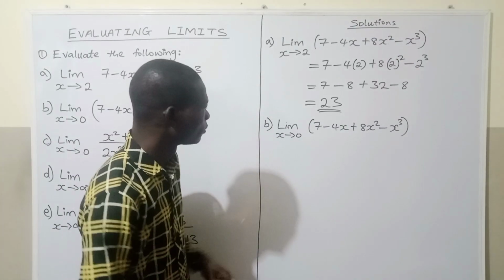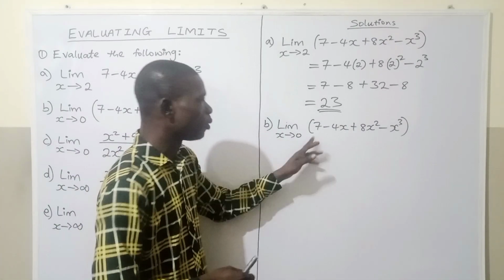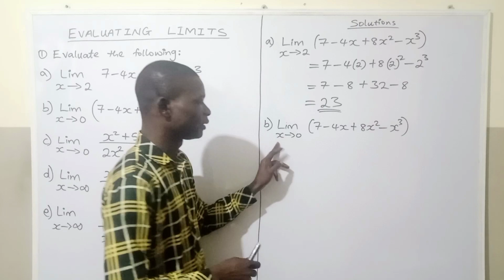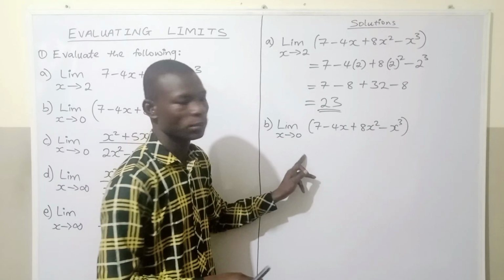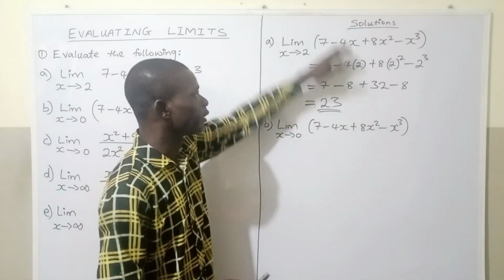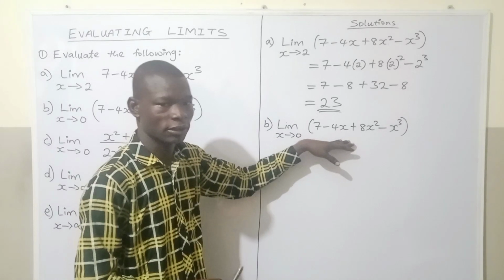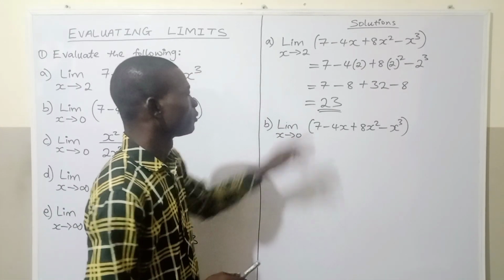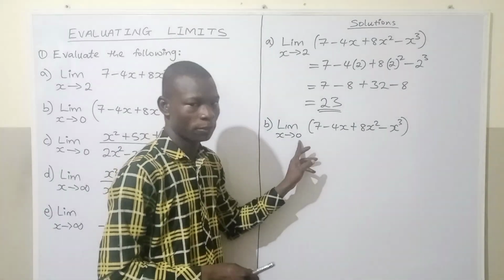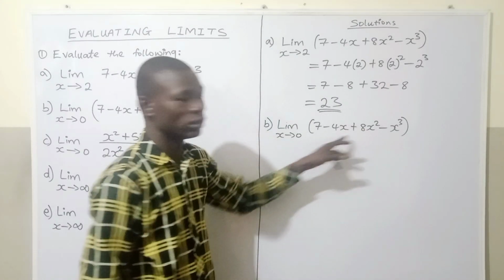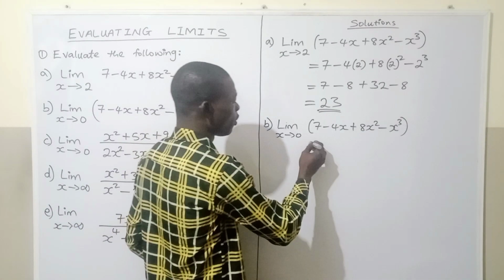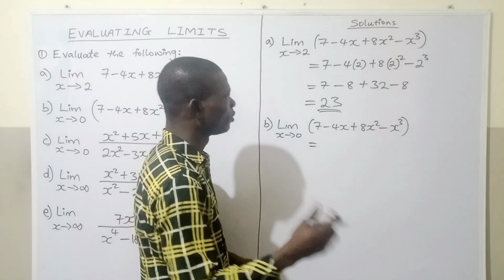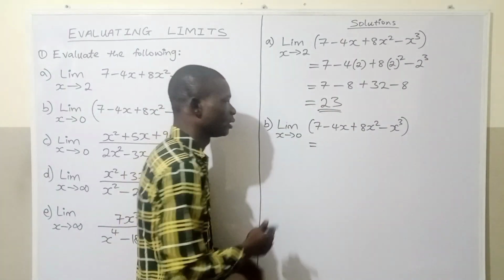Letter B, we're evaluating the limit. What will this function be approaching when x is tending towards 0? When x is approaching 0, what will this one be approaching? You can see that it is the same function that I repeat here. I did that intentionally. So x is approaching 0, is tending towards 0. So what will this be tending to? And as before, anytime we are evaluating a limit, all we need to do is just substitute directly.